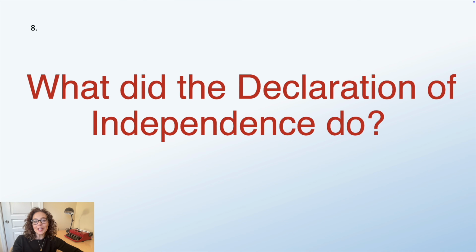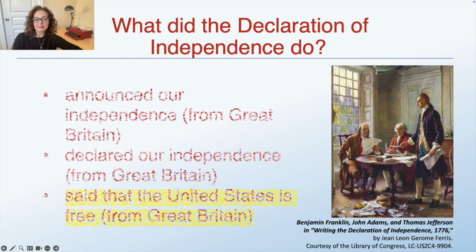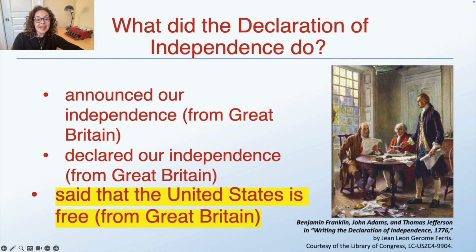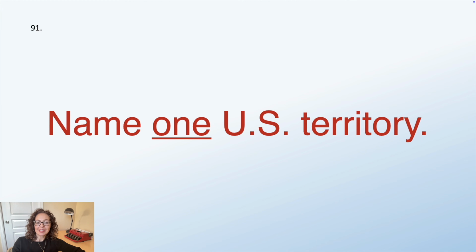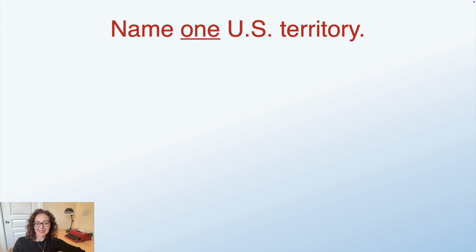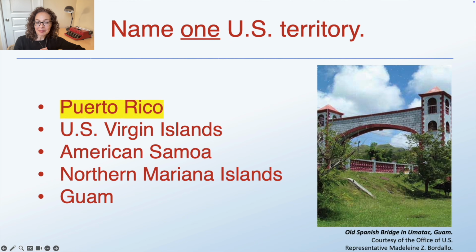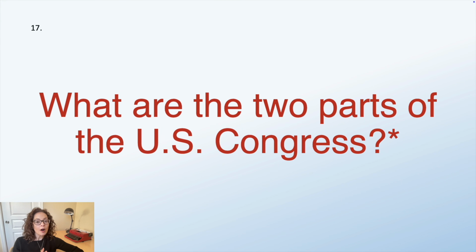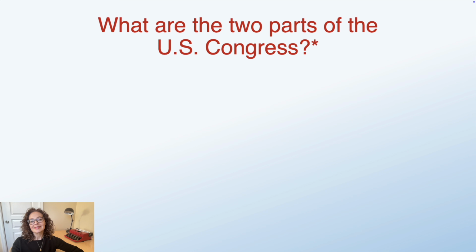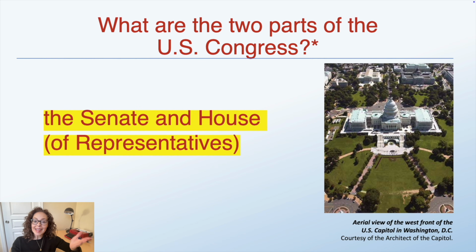What did the Declaration of Independence do? It said that the United States is free from Great Britain. Name one U.S. territory. We have 5 to choose from. I chose Puerto Rico. What are the 2 parts of the U.S. Congress? The 2 parts are the Senate and the House.